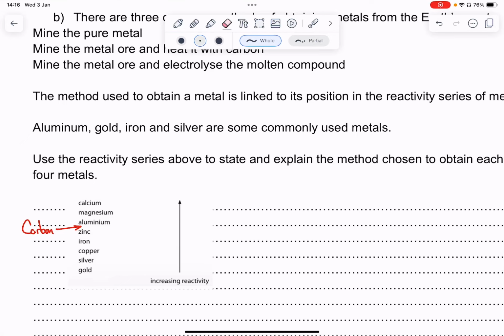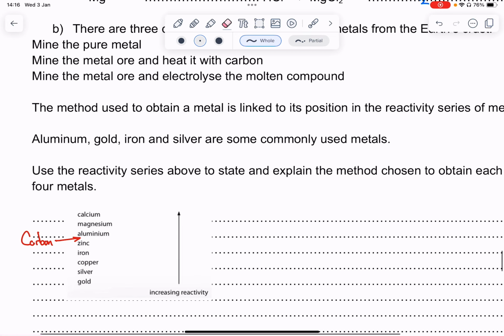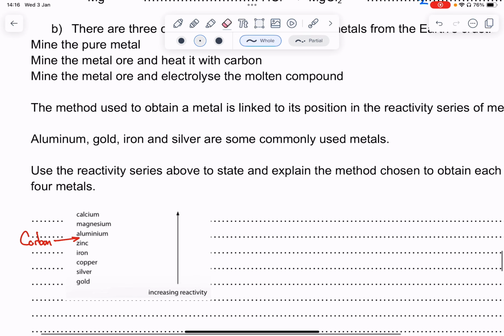Okay, so this is a 6 marking exam, so it wants us to write quite a bit of information. And again, how we approach this is really, really important to help us get the most marks possible. So it's telling us that there's different ways to extract these metals, and it wants us to explain how we get these four in particular, so aluminium, gold, iron, and silver, how we actually obtain those metals.